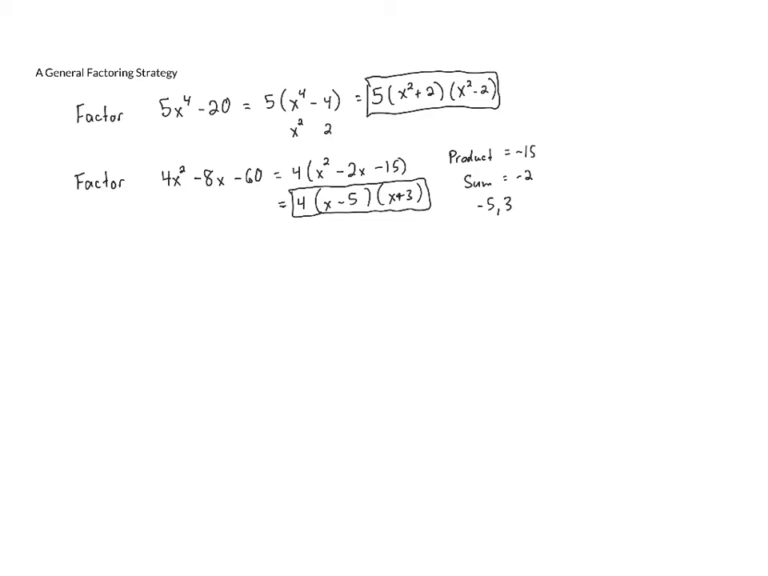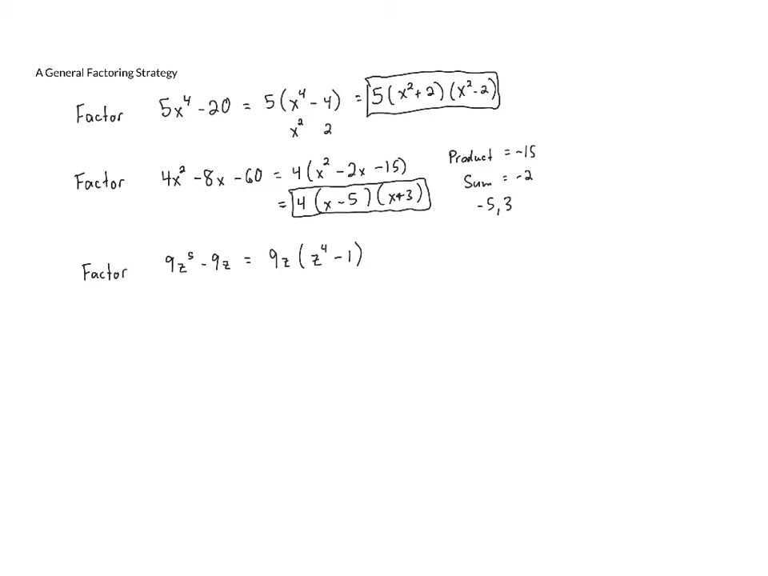All right. Let's take a look at a couple more examples. Let's do 9z to the 5th minus 9z. Again, we're going to start by looking for a GCF. And in this case, we can pull out 9z from each of those terms. When we do that, we're left with z to the 4th minus 1 as our leftovers.